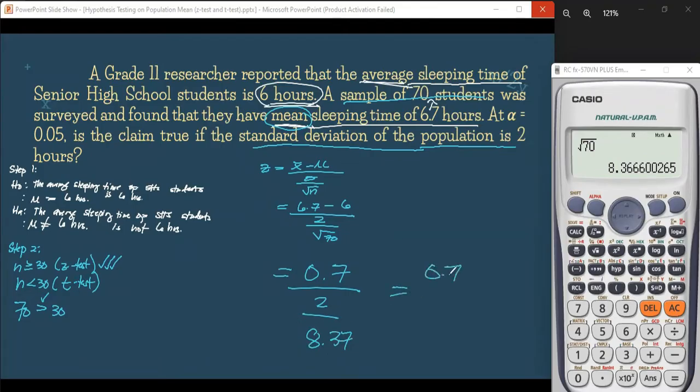So we have here 0.7 divided by, so 2 divided by 8.37. That is approximately 0.24. So 0.7 divided by 0.24, that will give us 2.92.